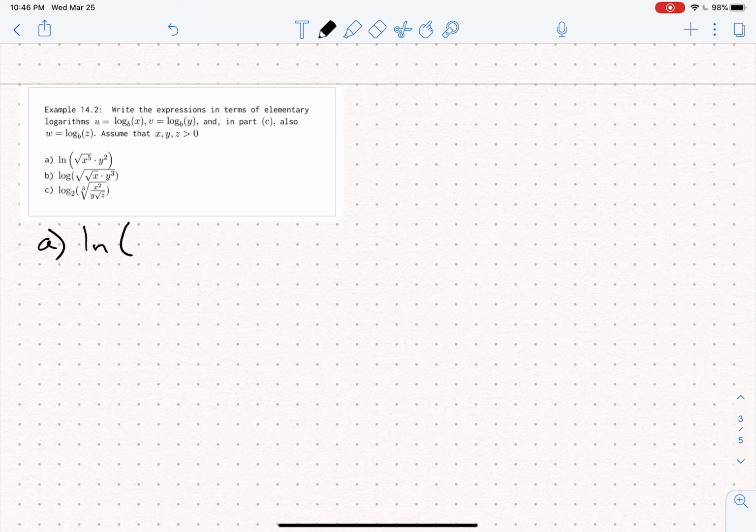The natural log of radical x to the 5 times y squared. Well, you'll notice that this is a single natural log, and inside there are two things, the radical x to the 5 and the y squared, and they're connected by multiplication. And because of that, when you have multiplication inside of a log, you can break it up into two logs, and those two logs will be connected by addition. Multiplication on the inside of a log corresponds to addition outside. So this is the natural log of radical x to the 5 plus the natural log of y squared. This is a pretty good start.